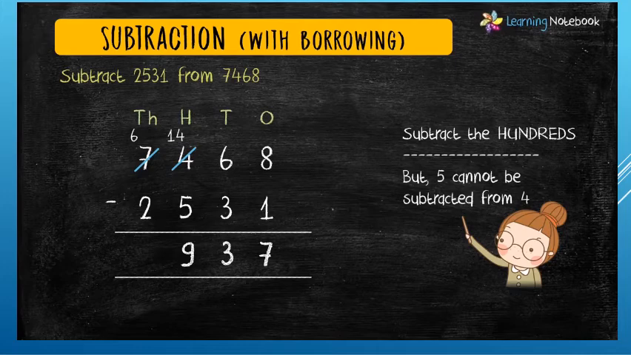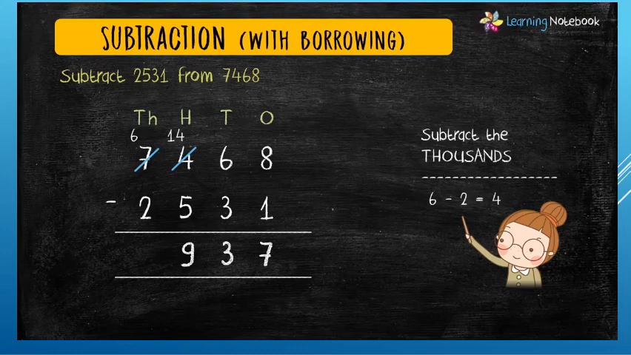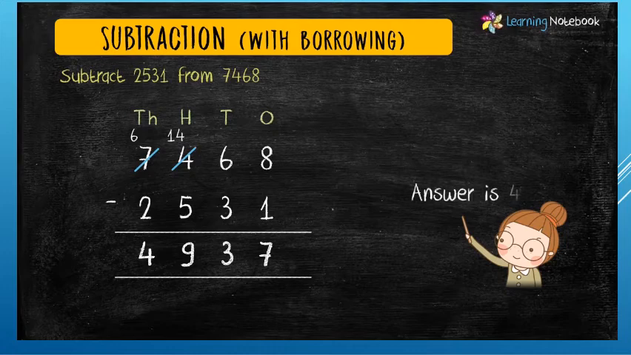In the end, let's subtract the digits at thousands place. 6 minus 2 equals 4. So our answer is 4937. So students, this is how we do subtraction of 4-digit numbers with borrowing from thousands place.